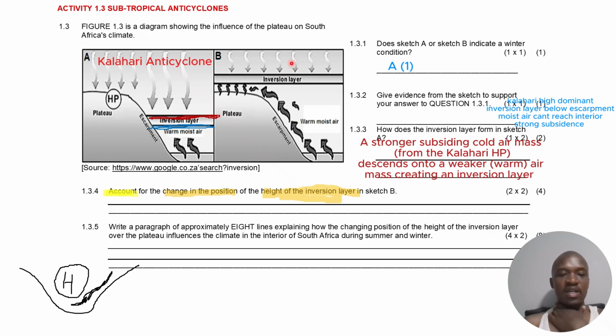So highlighting is very important in questions. So we know that we are accounting. To account means to explain, right? We are explaining, and it says here 2 times 2, which means I want 2 points, and they will be for 2 marks each. Okay.